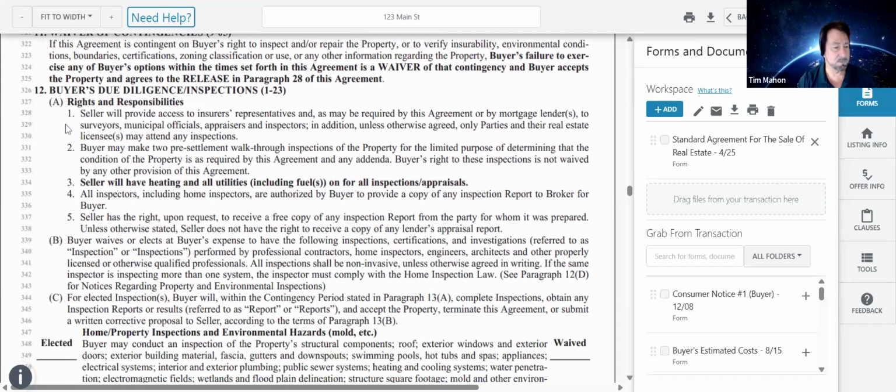Buyer's rights and responsibilities. Seller will provide access to anybody that needs to get into the property, even mortgage lenders, surveyors, municipal officials, appraisers, inspectors. Already said that. And unless otherwise agreed, only parties and the real estate licensees may attend inspections. Buyer may make 2 pre-settlement walkthrough inspections of the property for the limited purpose of determining that the condition of the property is as required by the agreement and any addenda, and buyer's right to these inspections is not waived by any other provision of this agreement.